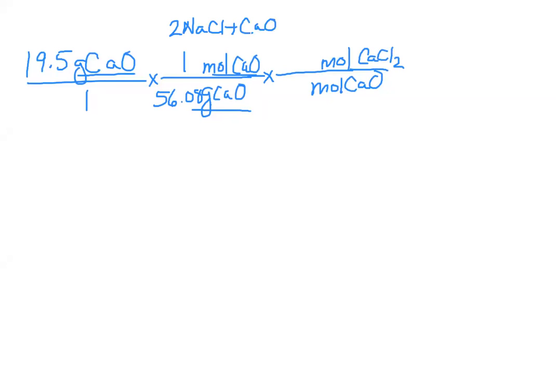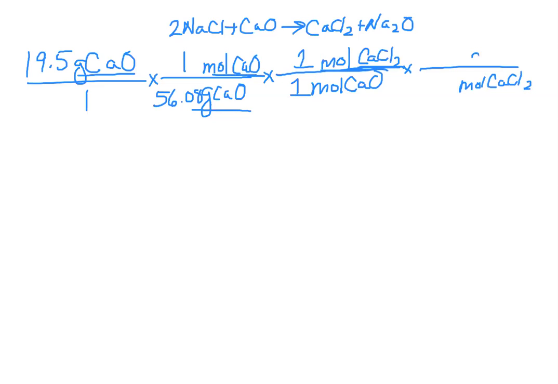Let me write it here for you. You have it in your notes. Okay, what number is in front of CaCl2? 1. What number is in front of CaO? 1. So those are just ones. And then we've got moles of calcium chloride there. So moles of calcium chloride go on the bottom, and we're going to change it to grams of calcium chloride. That's what we're looking for.